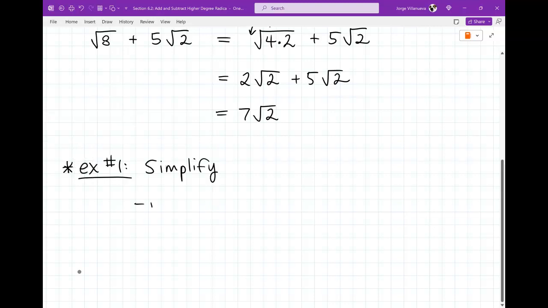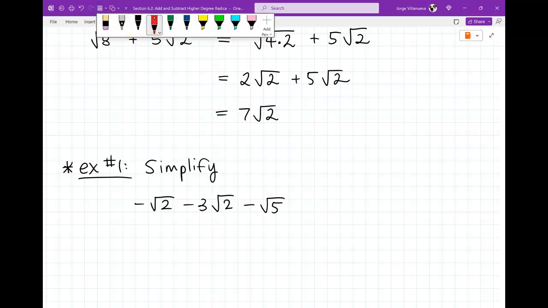So they gave me negative radical 2 minus 3 radical 2 minus radical 5. If you notice, there's a negative radical 2 and a 3 radical 2. There are two things there that have radical 2, or square root of 2, however you want to say it. And then one of them has a square root of 5. So not all of those terms are like radicals. Two of them are alike, the other one is different.